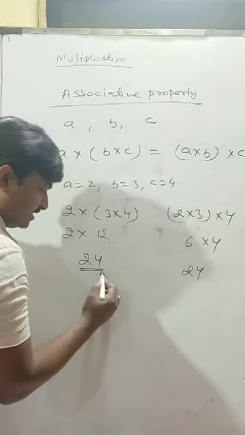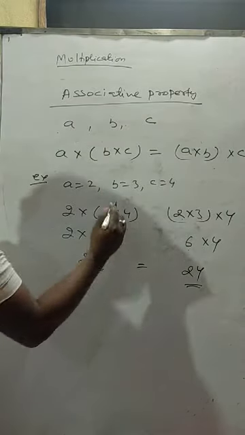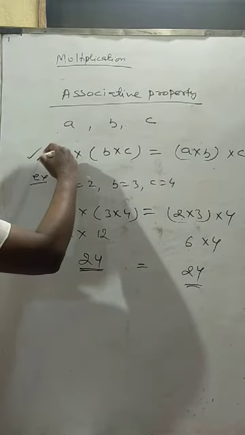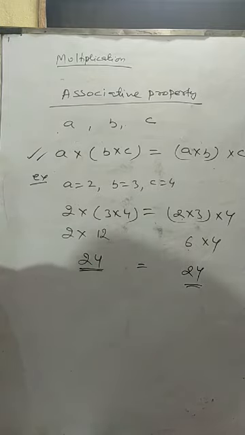We can say that this side is 24, and this side is also 24. We can say that both are equal. Therefore, this is the verification of the associative property.